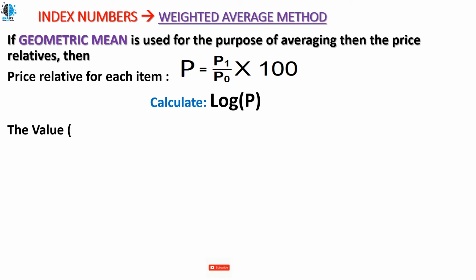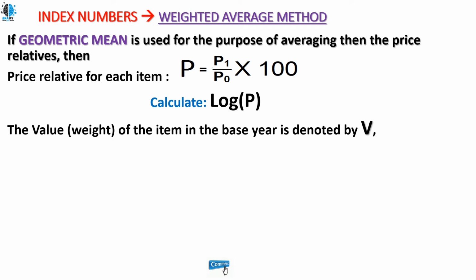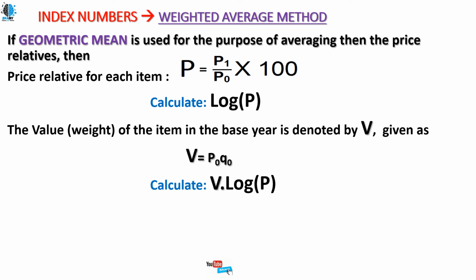Next, the weight we have to find. The value weight of the item in the base year is denoted by V and is given by the formula V = P0 Q0. P0 Q0 stands for P, the price of the base year, and Q, the quantity of the base year. If we multiply these two, we get the weight, that is nothing but a value. Next, we have to calculate V and log P. So we have to multiply these two.